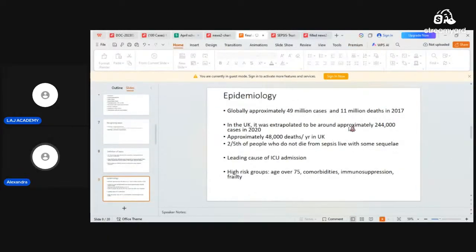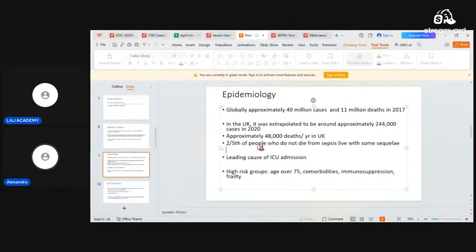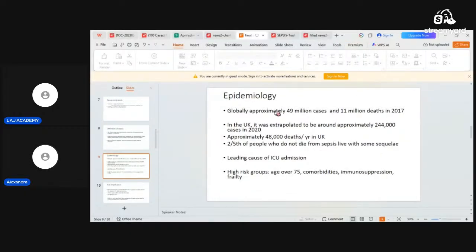Just a little on the epidemiology, like I said, just to emphasize why sepsis is very important, and why we should have a high index of suspicion for sepsis in clinical practice.